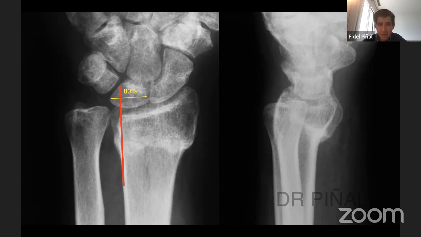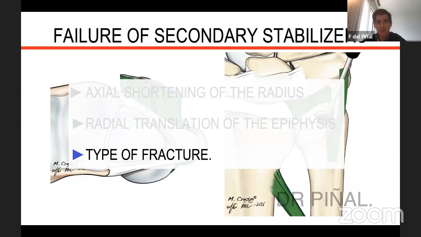So it's actually more important to correct the radius, to lengthen the radius or to shorten the ulna, but also to correct the radial translation that these radios had. And also, the secondary stabilizers fail depending on the type of fracture.